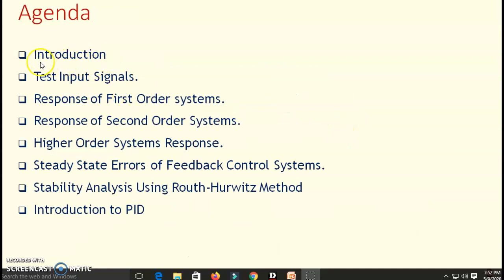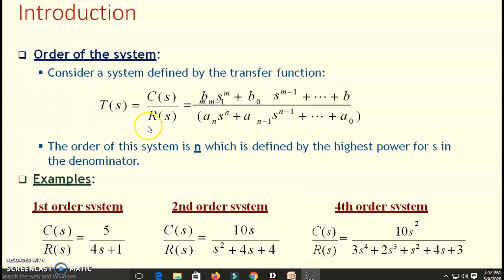So these are the highlighting points: agenda, introduction, test input signals, response of first order and second order system, higher order system response. Then steady state error of feedback control system, stability analysis using RH criteria, then introduction to PID. So that's not required, this will come under module 5. So let us discuss one by one.